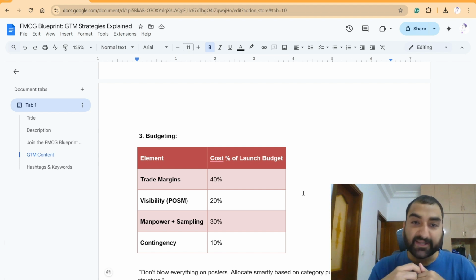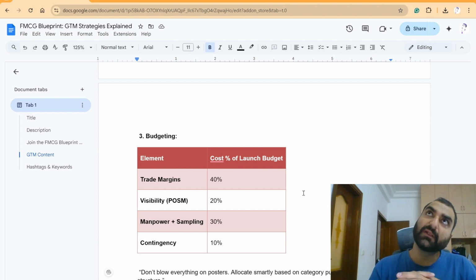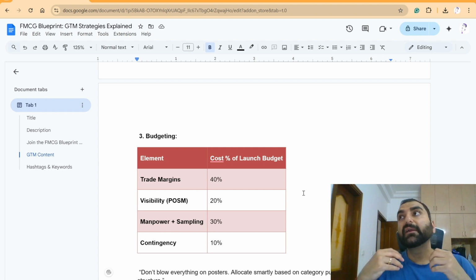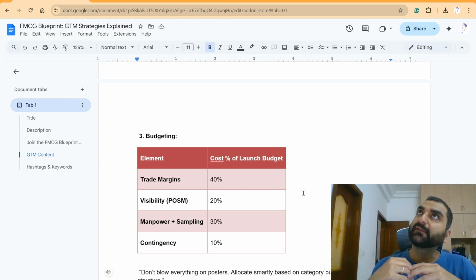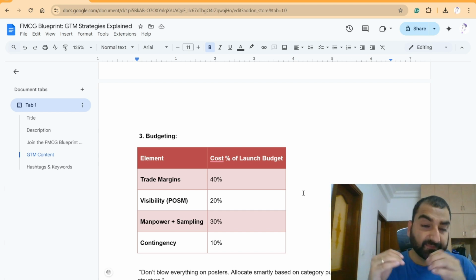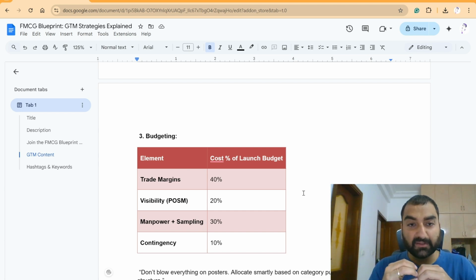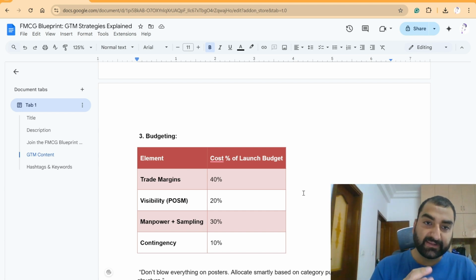So first would be the trade margin, keep it at around 35 to 40%. Then the POSM visibility spends, that should go to approximately 20% of the total budget. Then the manpower planning and the sampling part, that should encompass around 30%. Depending on sampling, if the product is not new, it is already existing in the system, it is already a big brand, then you can reduce the sampling part, focus more on manpower and trade margins.